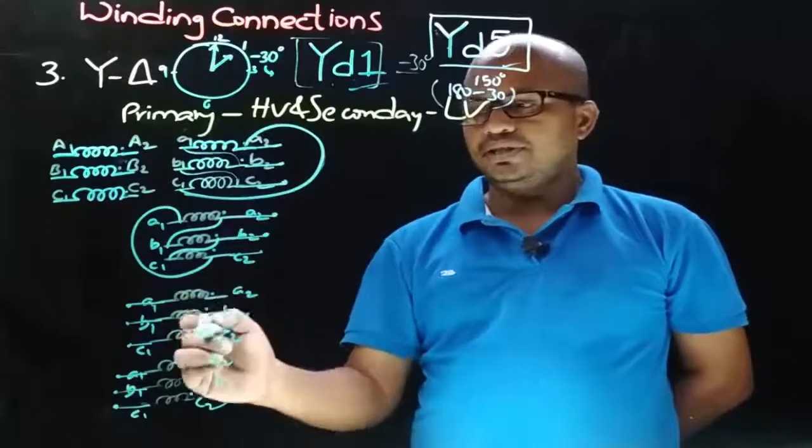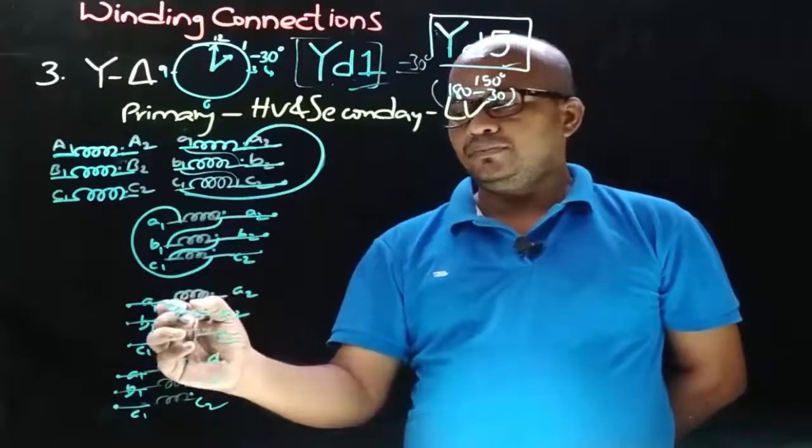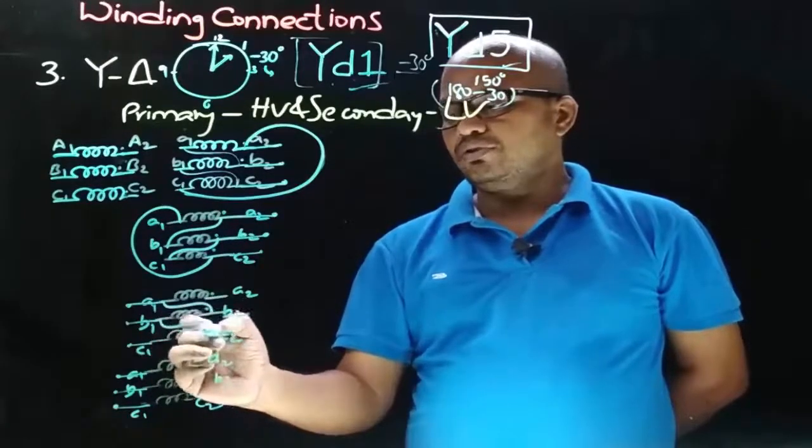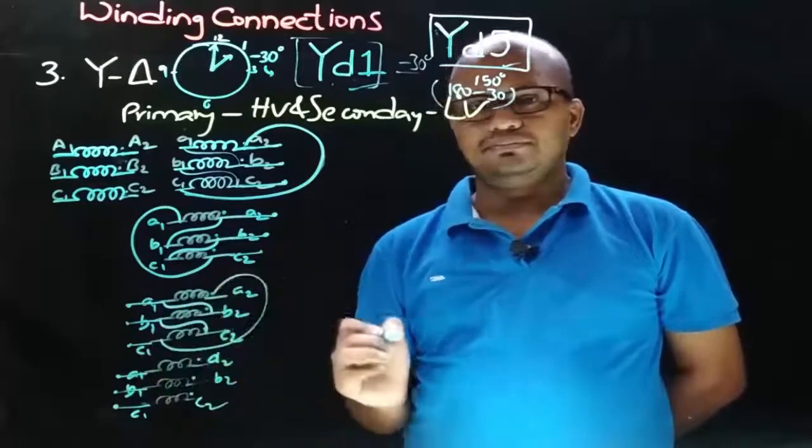And now coming to this case, first join the non-dot end with the dot end, non-dot end with dot end, and non-dot end with dot end.